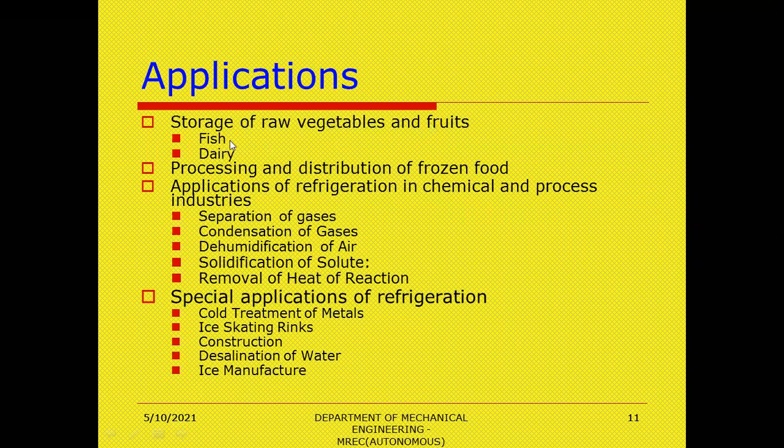As we discussed earlier, fish, dairy products like this. Processing and distribution of frozen food. What is frozen food? For example, if you go to KFC, Domino's Pizza or Pizza Hut or some other restaurants, meat and eat like this, ice creams, everything is frozen food. 95% is frozen food. When you go to an ice cream parlour, he does not make it fresh for you then; everything is frozen food. Frozen food is first of all a problem for health, but still you are using frozen food.